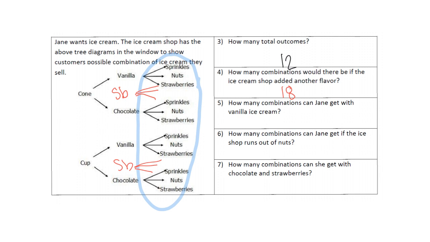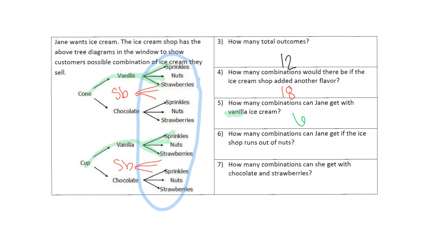The next one is how many options can you get with vanilla ice cream? So when I look at vanilla, I see cone, vanilla, and I see 1, 2, 3 options. I see cup, vanilla, and I see 1, 2, 3 options. So in total, she can get 6 combinations with vanilla ice cream.